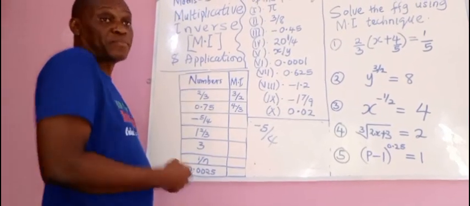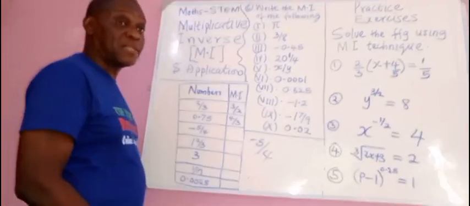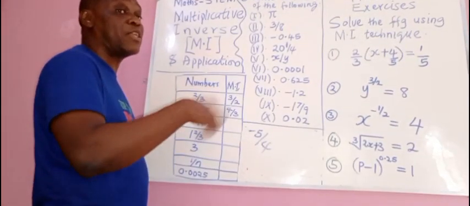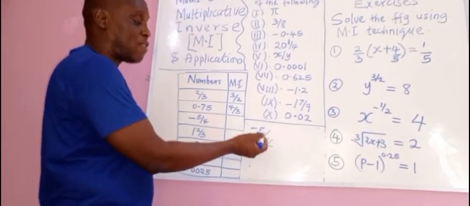Minus 5 over 4. This one is very simple. This minus must be neutralized. What do you multiply by minus? It shows that the minus will disappear. Minus. Then you have to interchange this. You find the reciprocal of 5 over what?